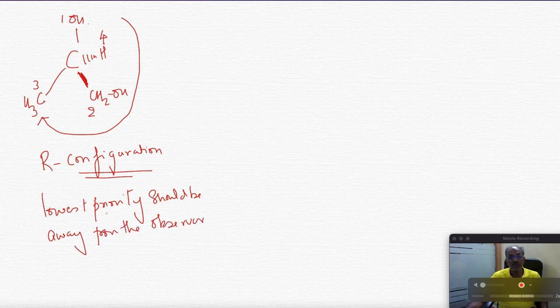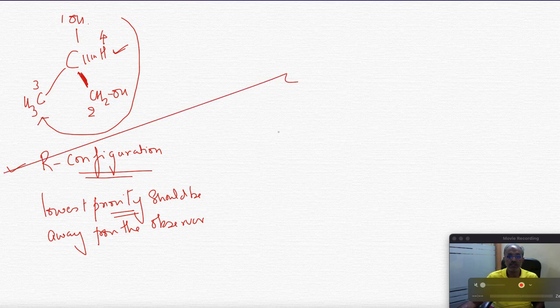If it is away from the observer, the lowest priority, here H is away from the observer, then it will be proper, then it is proper R. Now if I take another example, take C. If for C one ethyl group is attached, then CH3 is attached, then H is attached, and here another OH is attached.